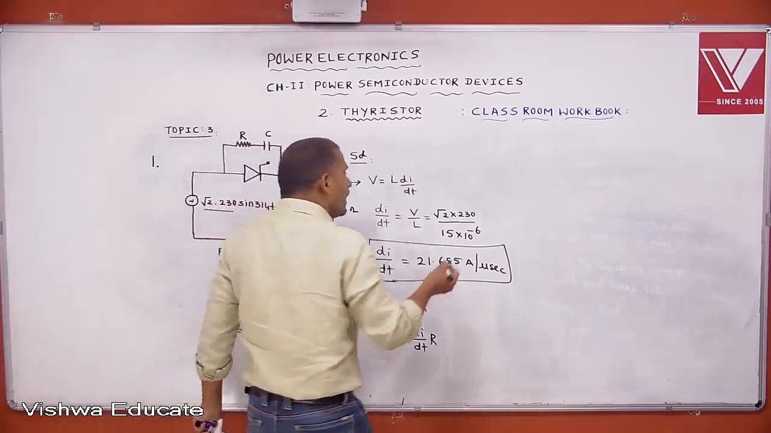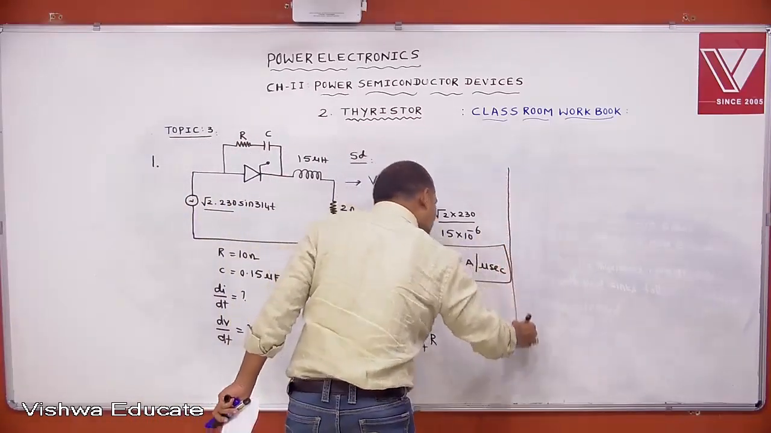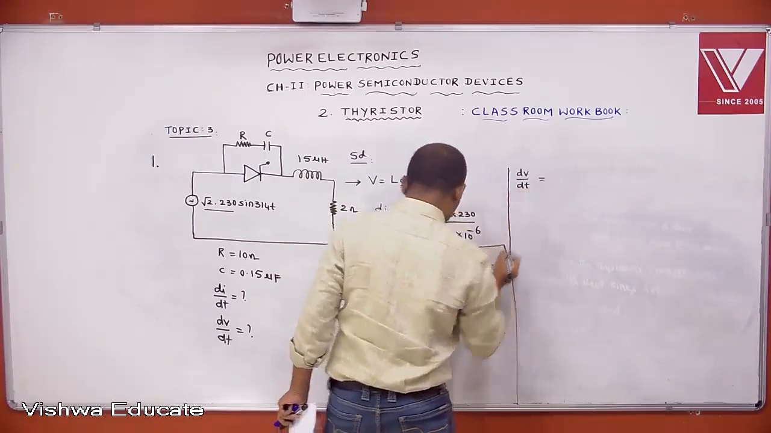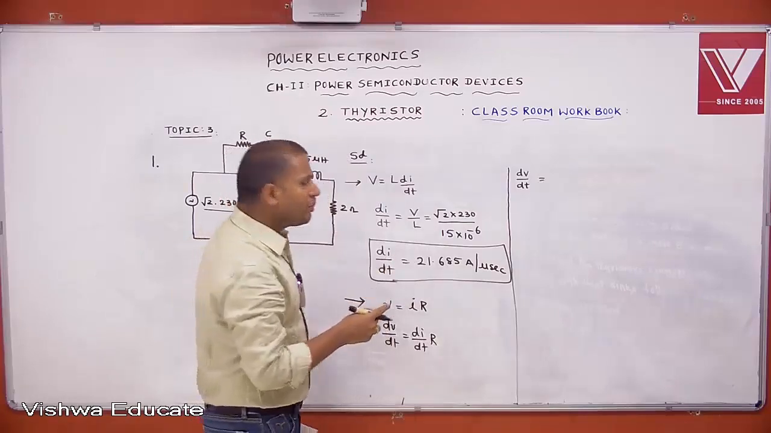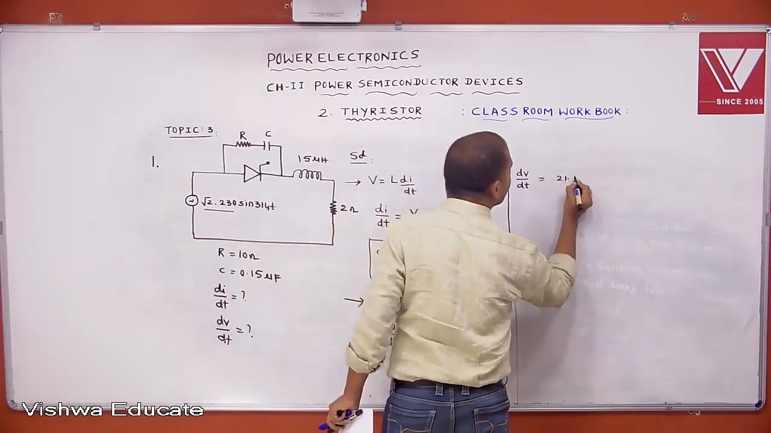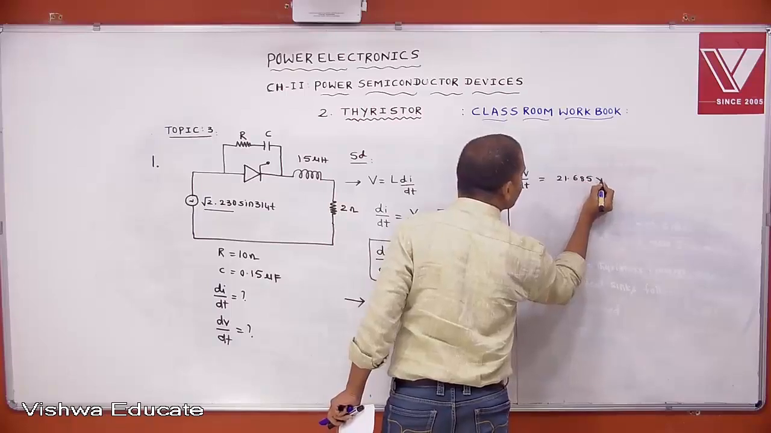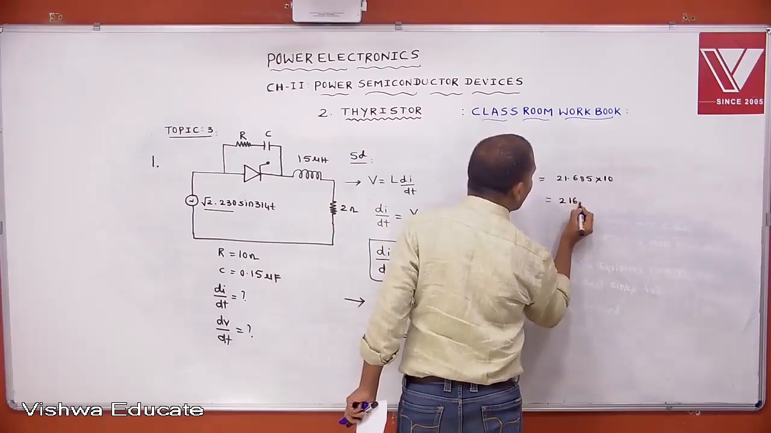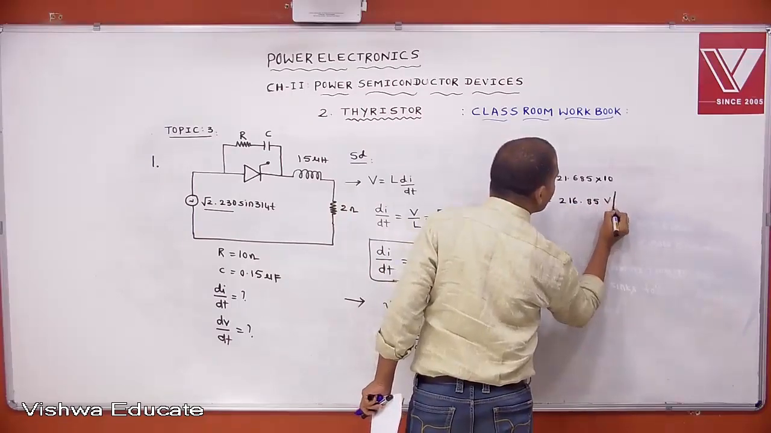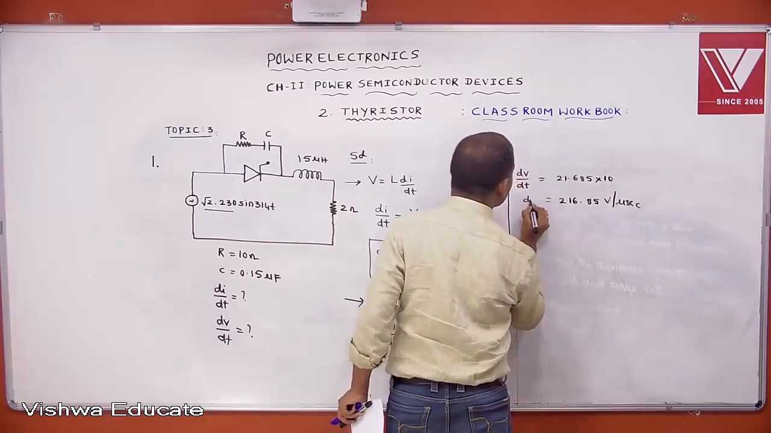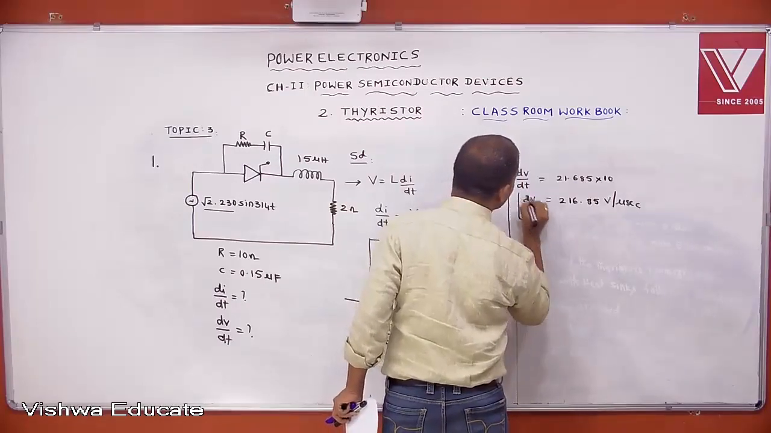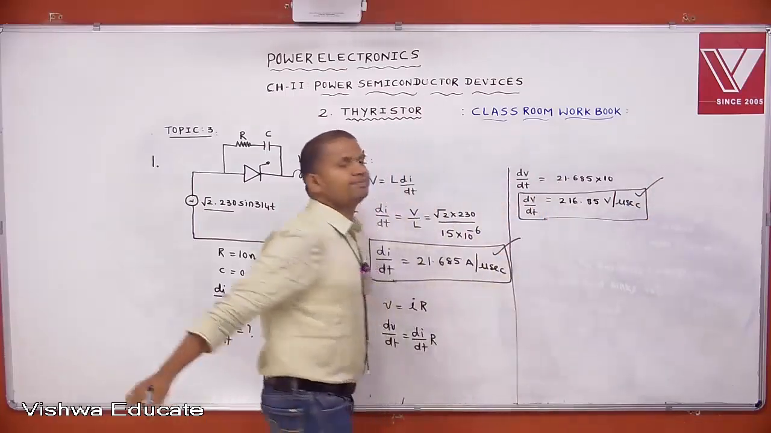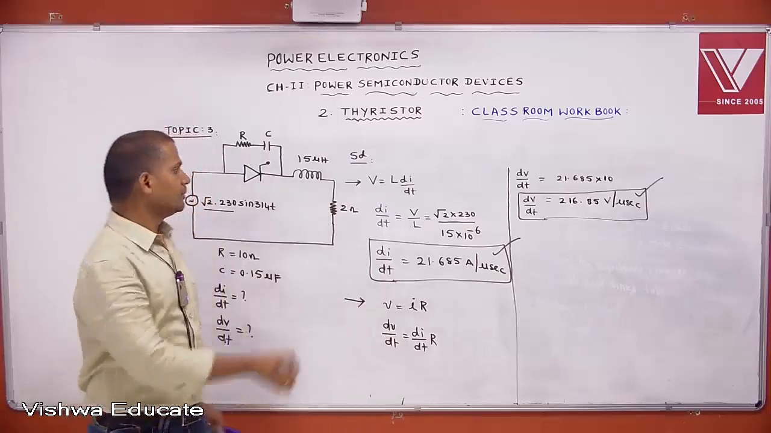Now you are calculating dV by dt. What is dV by dt? dV by dt equal to di by dt, that is 21.685 amperes per microsecond, into the resistance, 10. Then how much do you get? 216.85 volts per microsecond. This is dV by dt. Clear? Like this we can calculate di by dt and dV by dt. No doubt?